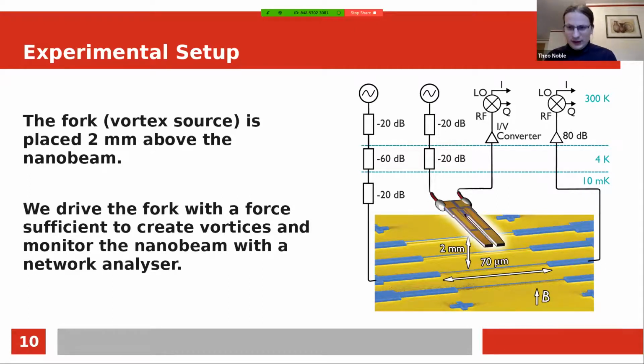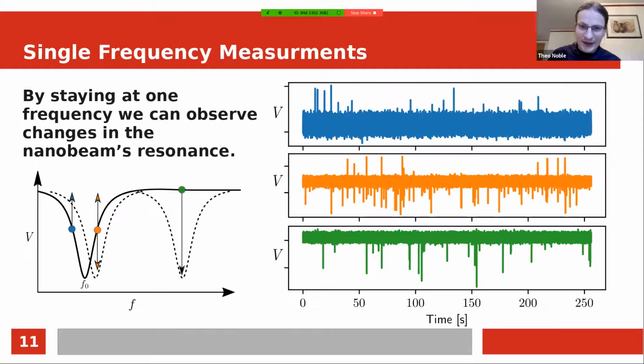So in order to do this, we just set the fork creating turbulence at sufficient velocity to do that, and then we just listened to the nanobeam. We just set a local amplifier on the resonance of the nanobeam, and we were waiting to see the resonance change. And this is what we saw.